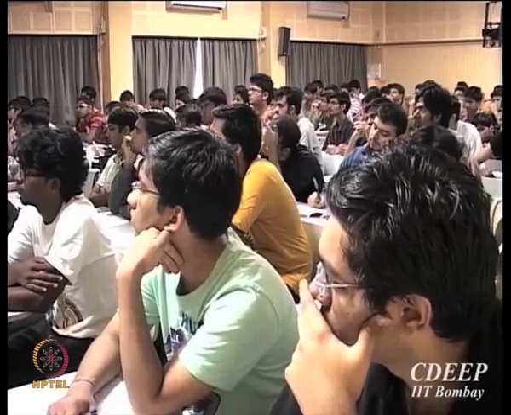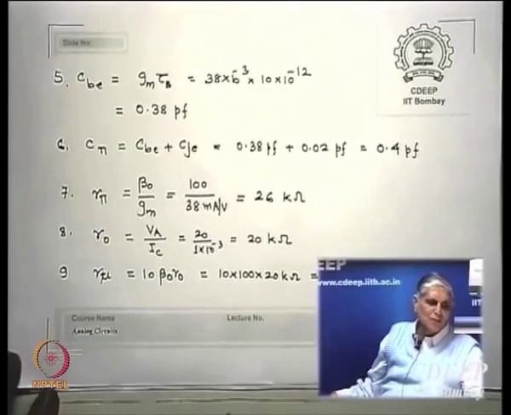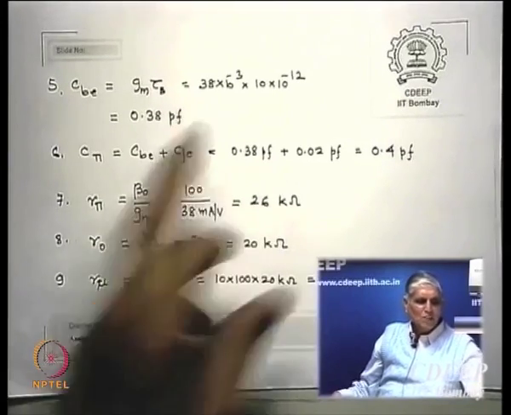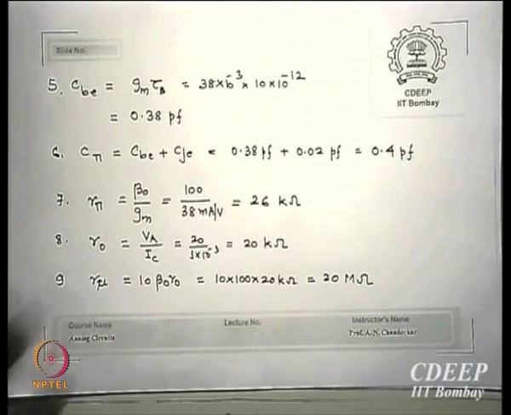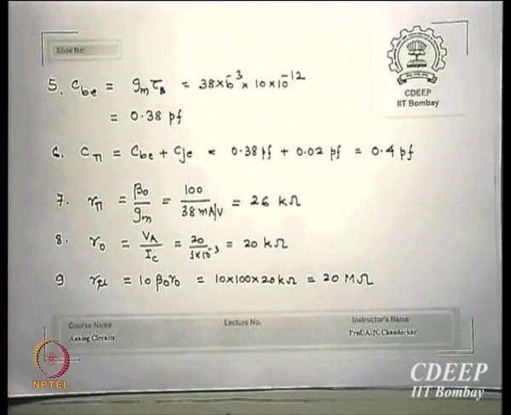So, I can also calculate the base emitter CBE, which is very important, GM times tau B. GM is given to you, tau B is given to you. So, it is 0.38 picofarad. Please remember, this value is so high. So, if some capacitance is larger across the base emitter junction, is it more important or not more important? Are smaller capacitances important or larger capacitances important?